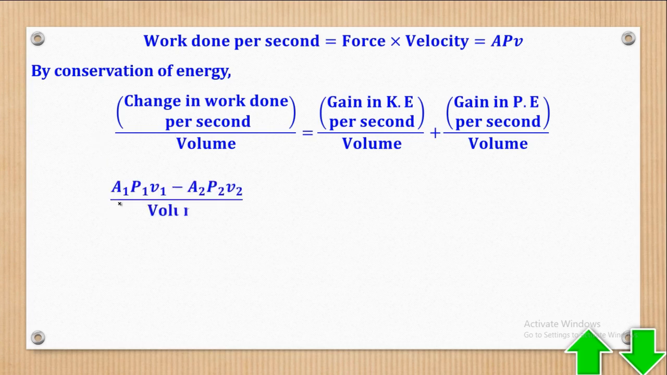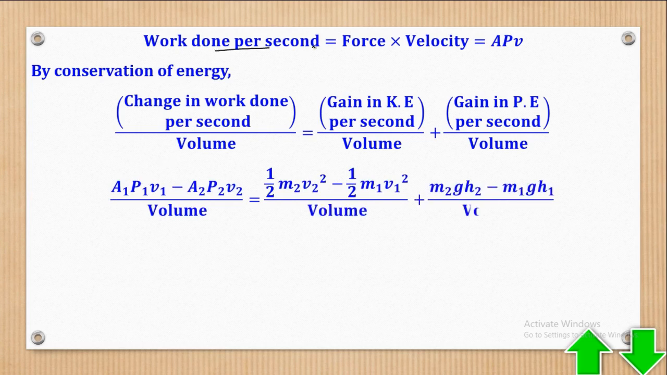Therefore, we substitute. Work done per second is APV. So change in work done will be work done at point X minus work done at point Y over volume. Then gain in kinetic energy will be kinetic energy at point Y minus kinetic energy at point X. Gain in potential energy will be potential energy at point Y minus potential energy at point X.